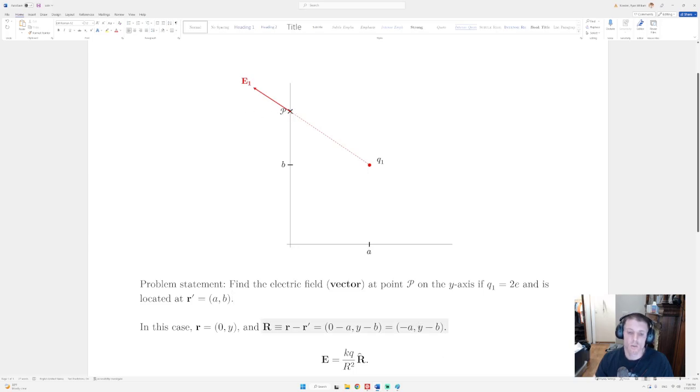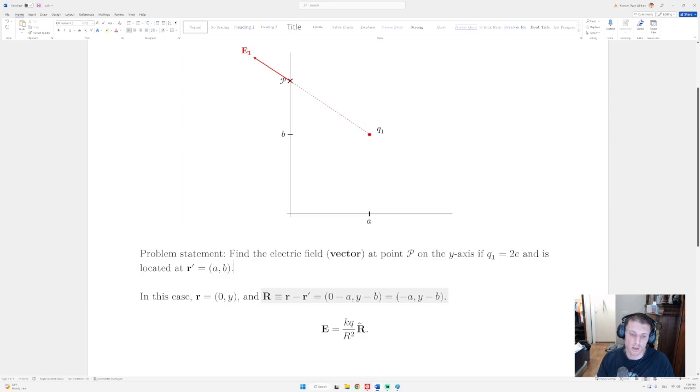And then we're saying that Y is larger than B just for purposes of definiteness. So then Y minus B is also a positive number, which means that this has a positive Y component. So just a very quick check: we expect this electric field to have a negative X component, which it does, and then a positive Y component. So this is good. This looks good. So this is our R vector.